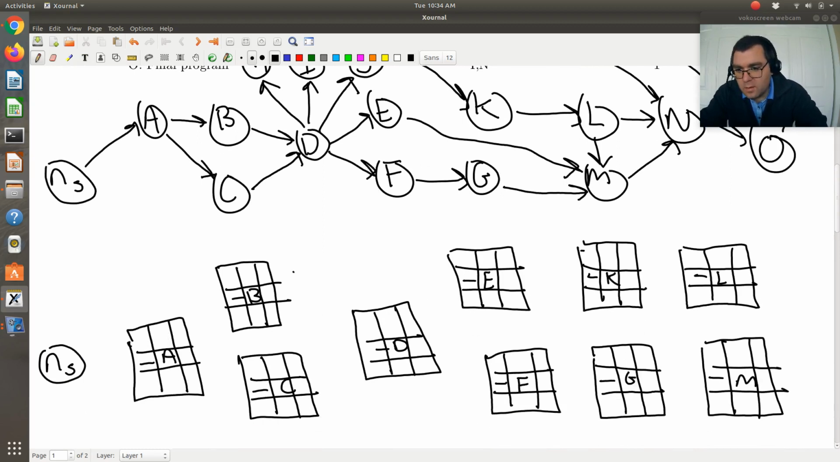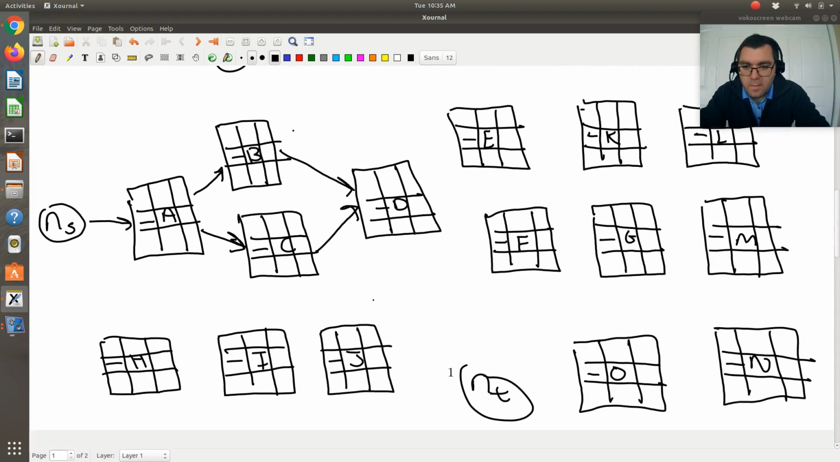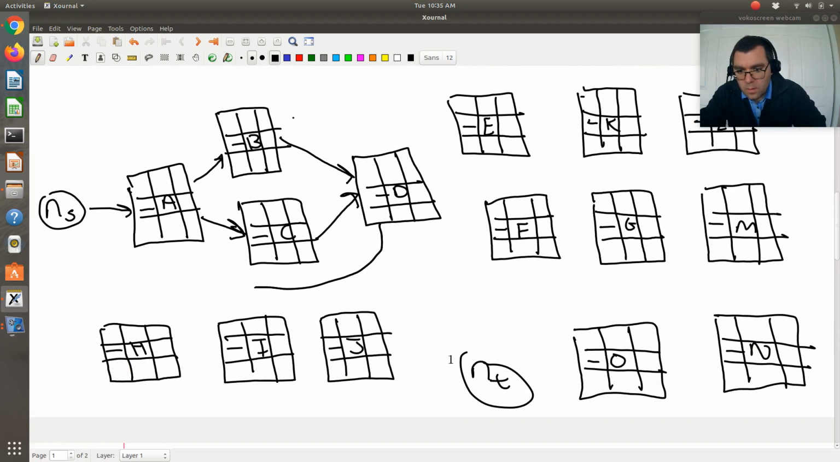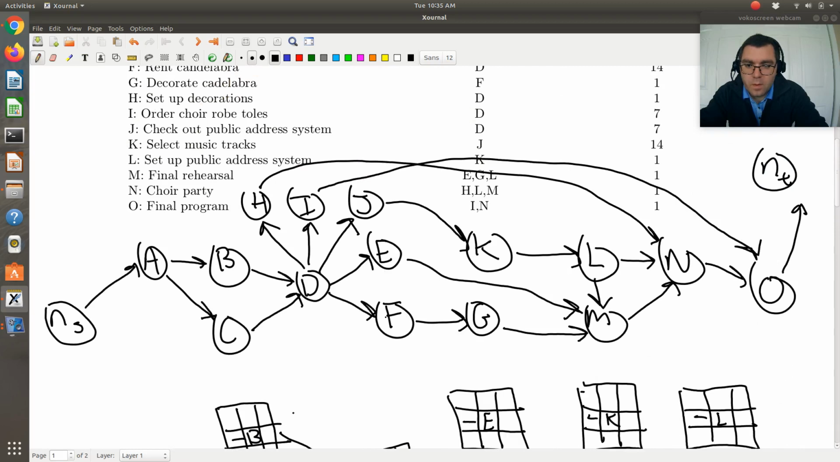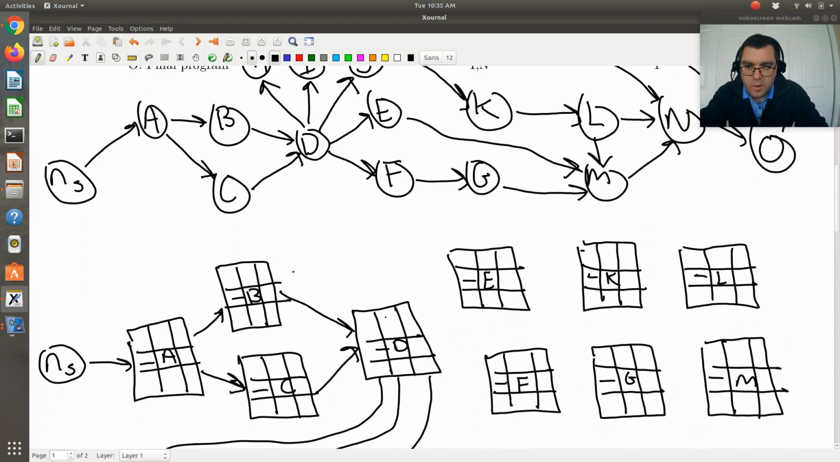Okay, and so labeling, I'm going to go from my source to A, then A to B, A to C, so then B to D, and C to D. Then D goes to H, I, and J. Okay, and then I'll get the H, I, J part later.